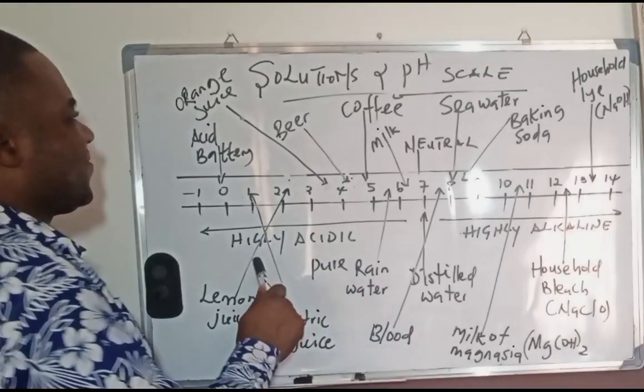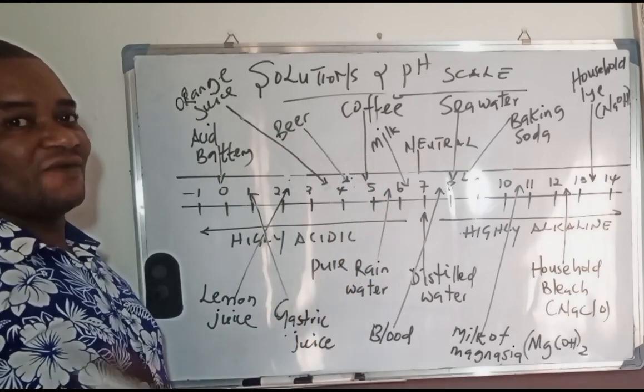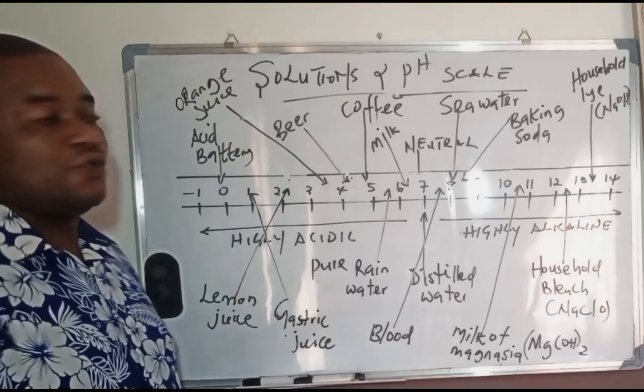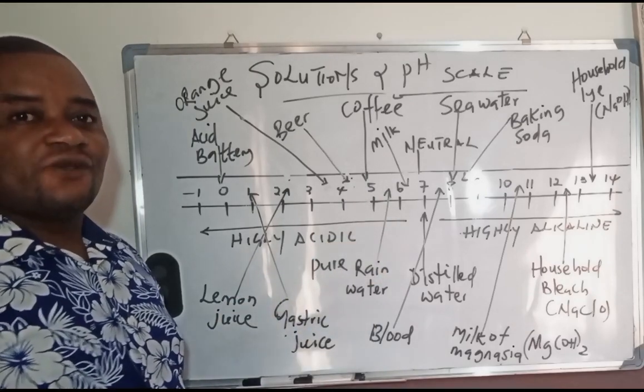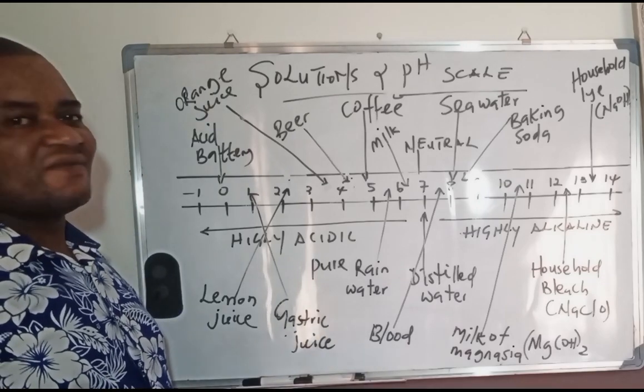We are also told that coffee has a pH of 5. A lot of us like taking coffee. And a pH of 5 is showing acidity already, even though it is more like a weak acid. But it is not too good to be taken, especially on an empty stomach, or to be taken regularly.